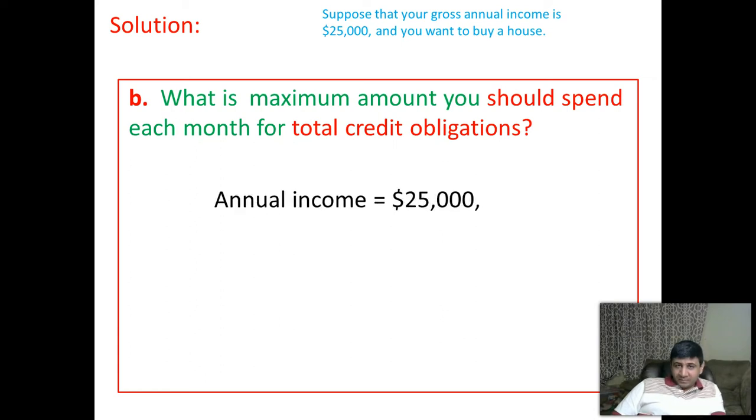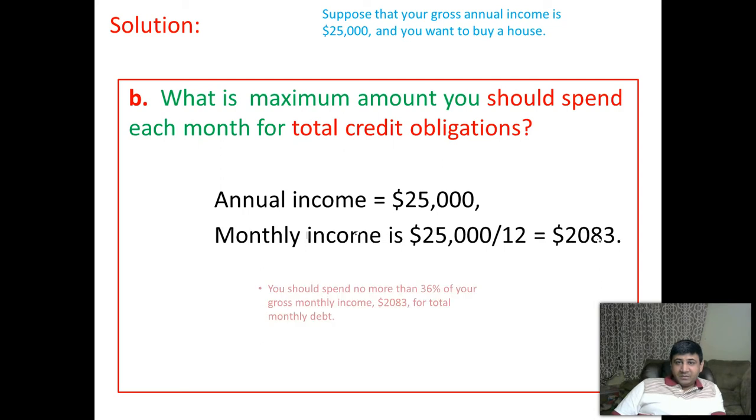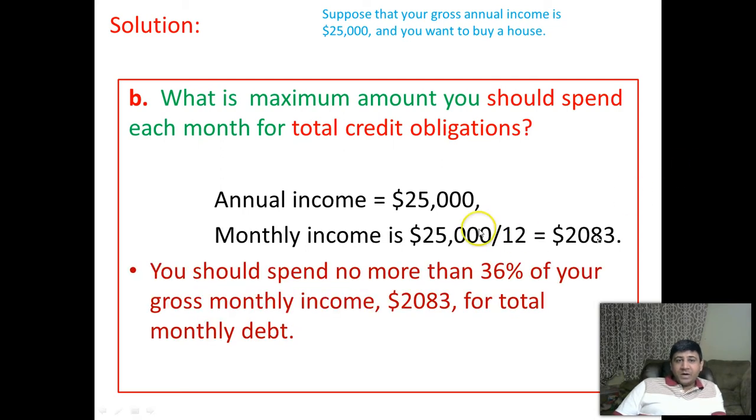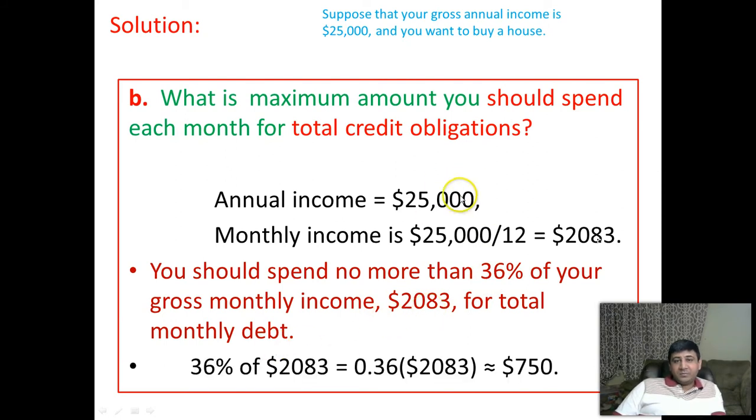Okay, your monthly income is this, and you should not spend more than 36% of your total. So 36% of your 2083 is 750. Okay, so that's how much you should spend on the total credit obligation.